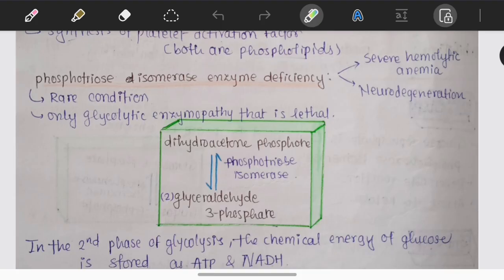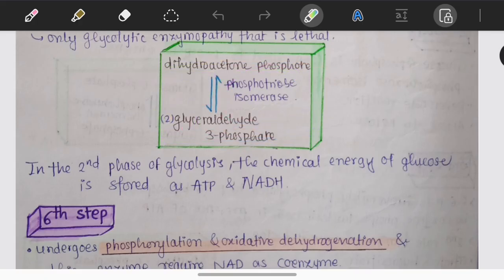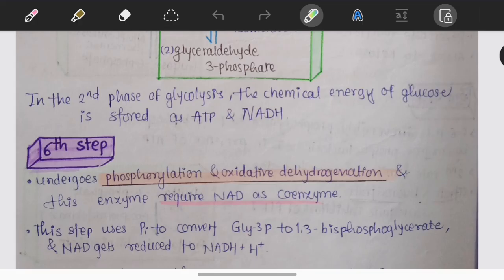If there is a phosphotriose isomerase enzyme deficiency, there can be severe hemolytic anemia and neurodegeneration. It's a rare condition but can be lethal. This is the reaction: dihydroxyacetone phosphate is converted into glyceraldehyde 3-phosphate, and the enzyme is phosphotriose isomerase. In the second phase of glycolysis, the chemical energy of glucose is stored as ATP and NADH.